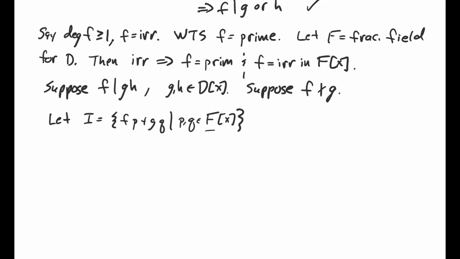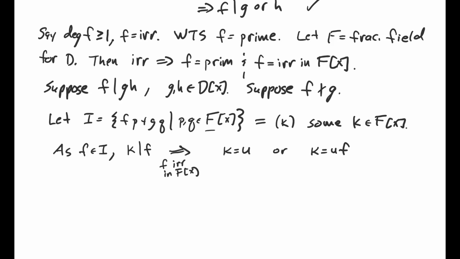Now, the advantage of working in F[x] instead of D[x] is that for fields, we know that all the ideals in there are always principal. That was a theorem we proved a couple sections back. So this means this ideal is generated by a single polynomial in F[x]. One thing about this ideal I is that f is in there. Take p equals 1 and q equals 0. Since this ideal is generated by k, that means k divides f.